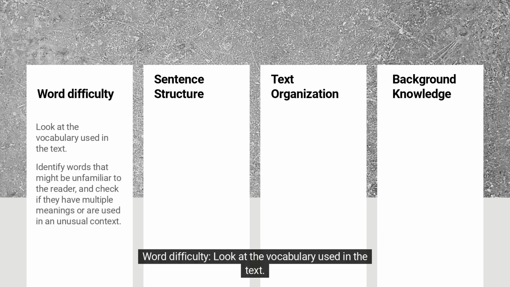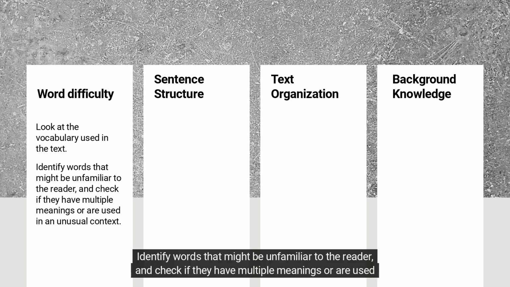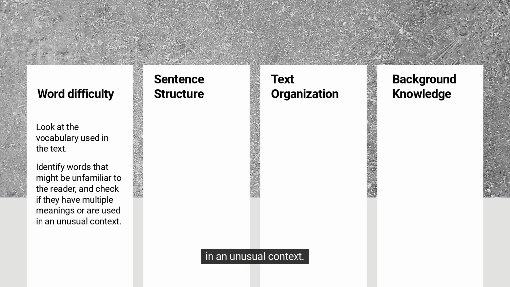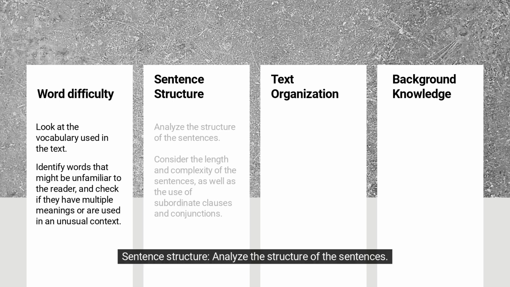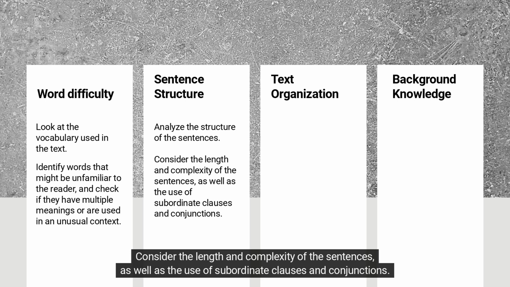Word difficulty: look at the vocabulary used in the text. Identify words that might be unfamiliar to the reader, and check if they have multiple meanings or are used in an unusual context. Sentence structure: analyze the structure of the sentences. Consider the length and complexity of the sentences, as well as the use of subordinate clauses and conjunctions.